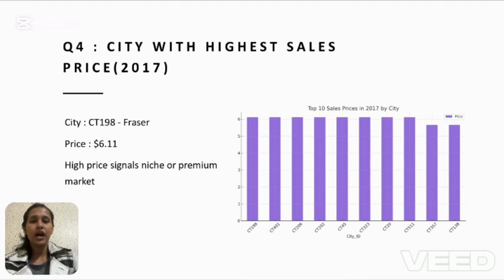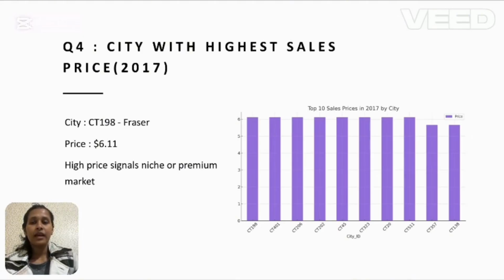And then Question 4. We were asked to find the city with the maximum sales price in 2017. Here, after filtering records for the year 2017 and sorting the price column, we found that the city 198 Fraser had the highest unit price of like $6.11. This is a valuable insight, especially for understanding how price points vary across regions. High prices in certain cities may signal greater purchasing power, lower competition, or targeted premium offerings.